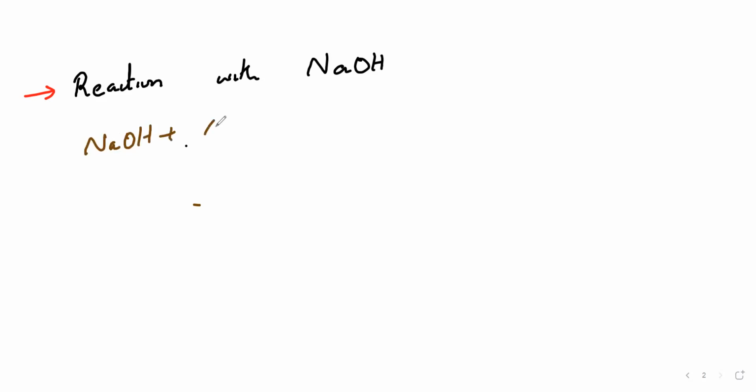Now reaction with NaOH. What happens if chlorine reacts with NaOH? I'll write down the reaction here. NaOH plus chlorine will give me sodium chloride, NaCl, and NaOCl plus water.